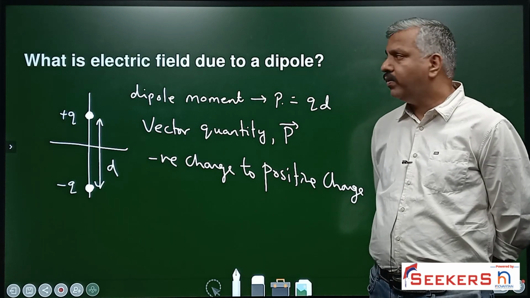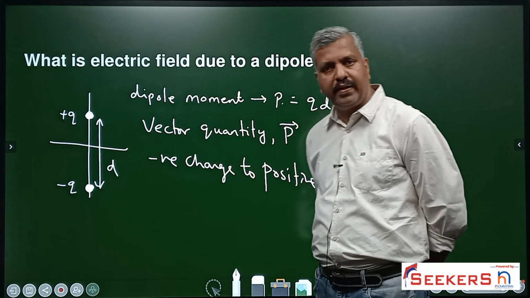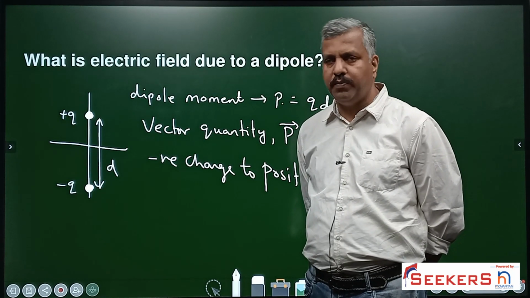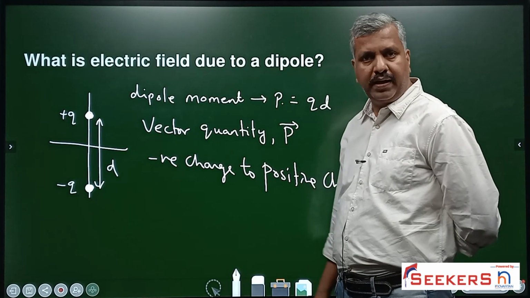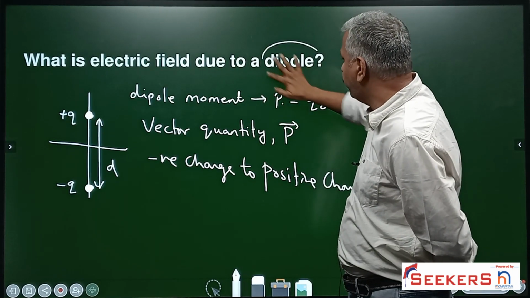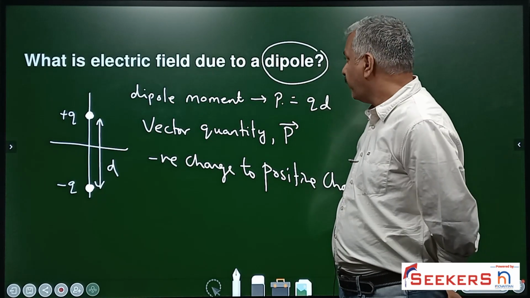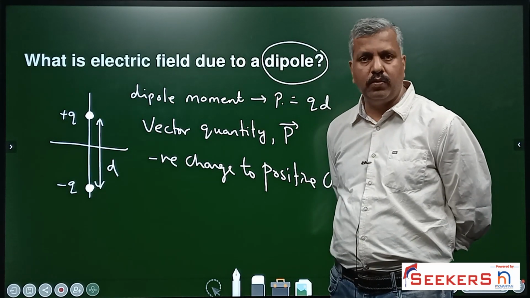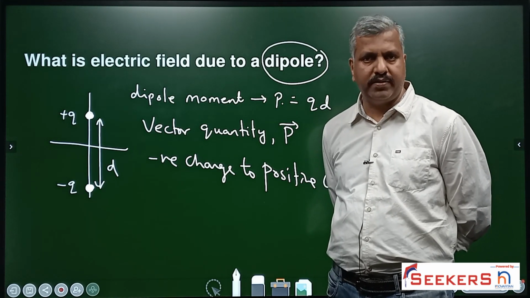So here we will try to understand electric dipole and we will try to understand what is the electric field near a dipole. So before we proceed, I hope all of you have understood what an electric field is. So now we will try to put some effort in trying to understand what is a dipole. So dipole basically represents two equal and opposite charges separated by a small distance.